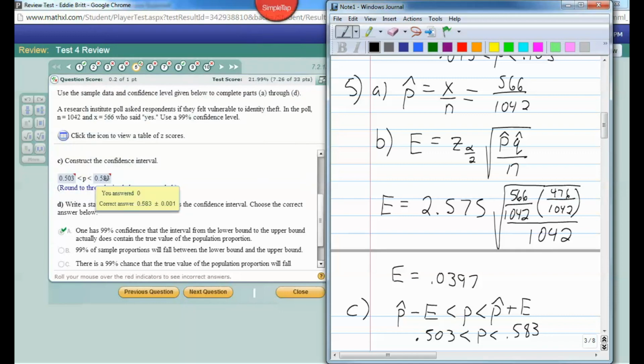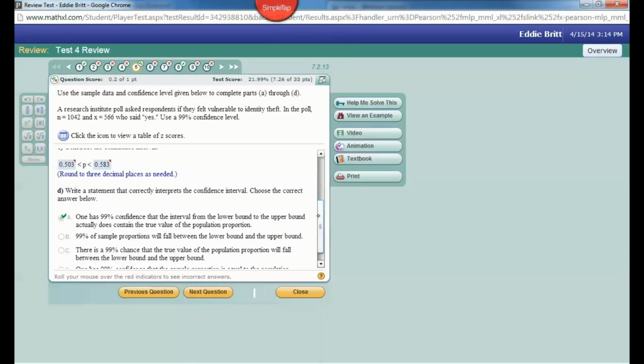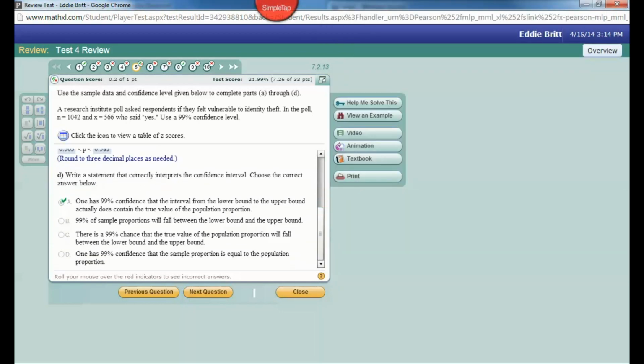Alright. And so you can see the correct answer there. Write a statement that correctly interprets the confidence interval. Choose the correct answer below. Alright, the correct answer is part A. One has 99% confidence that the interval from the lower bound to the upper bound actually does contain the true value of the population proportion.